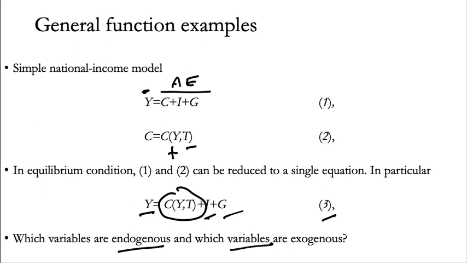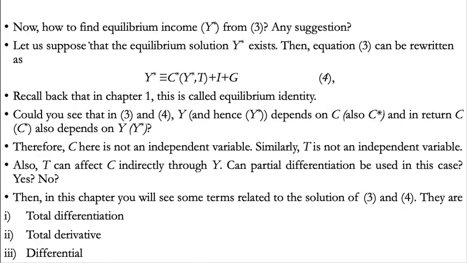Now, given this kind of function, which is a generic or very general function, how can we find equilibrium income? Any suggestion? Actually, there is no clear-cut way to find equilibrium income here because we don't have a reduced form solution that can be obtained. Why? Because obviously it's just alphabets and we don't even know the coefficients or parameters for each of them. But anyway, let us suppose that the equilibrium solution Y star exists.